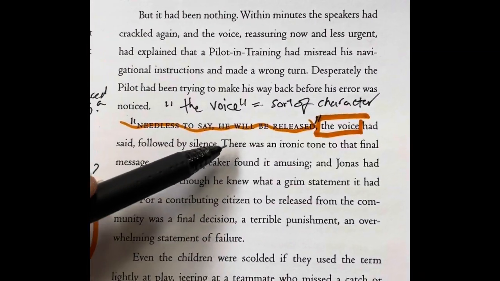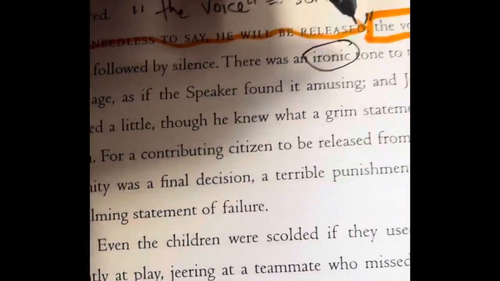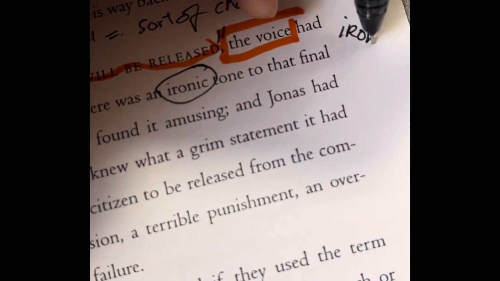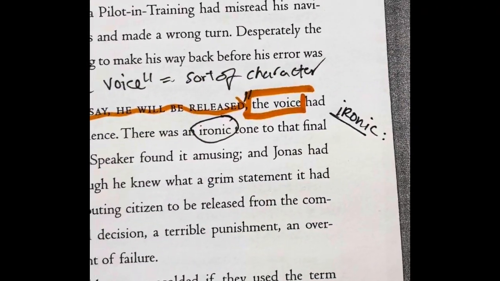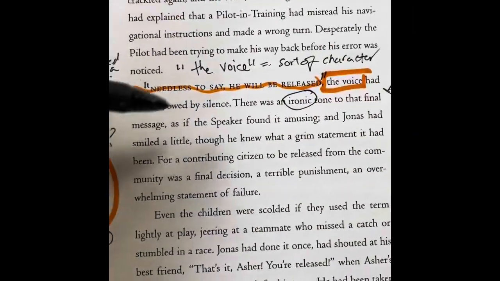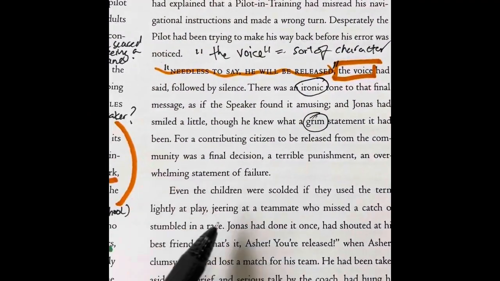Followed by silence. There was an ironic tone in that final message. Do you know what ironic means? Sometimes this is one of those words that a lot of times people use and you might not quite know what it means. I'm going to look through this paragraph first. Grim? That might be a different one too.